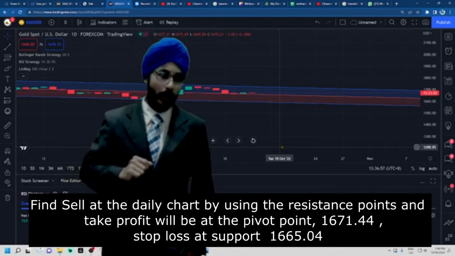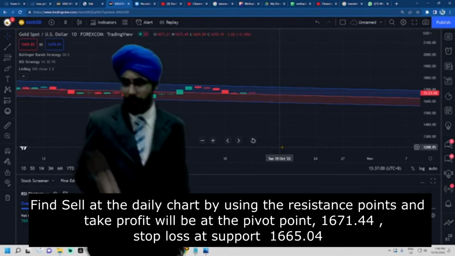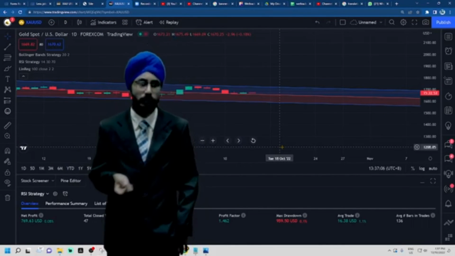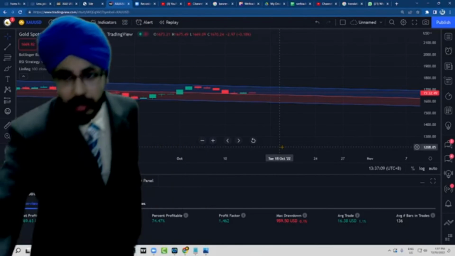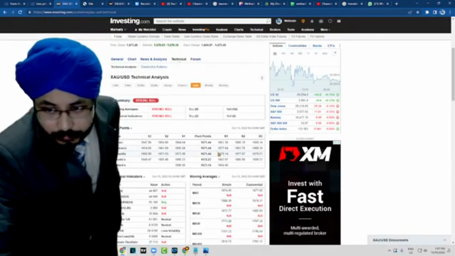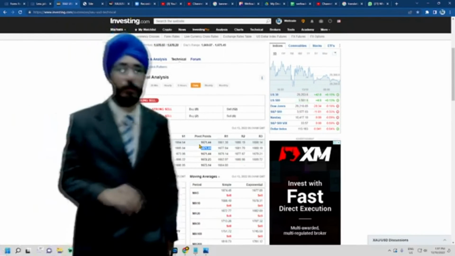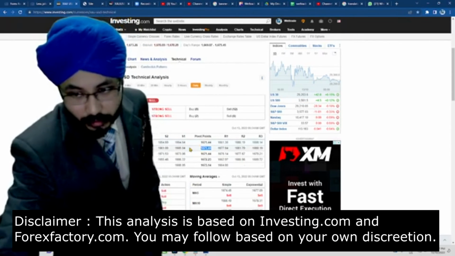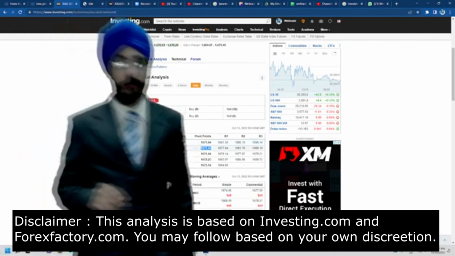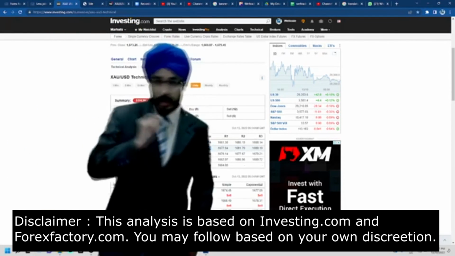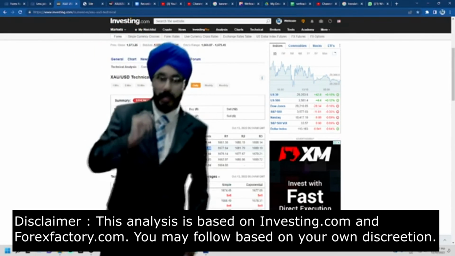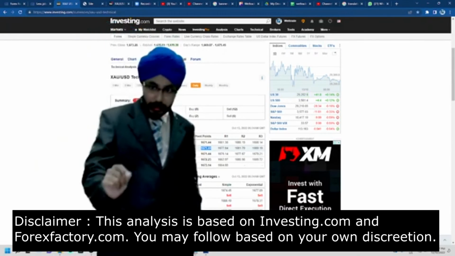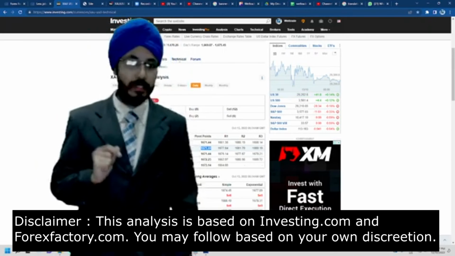If we are going into the resistance points, we have to look at the current market and where our current price is. Wait for any one of the resistance points, and place your sell there. Your take profit will be at your pivot point, which is 1671.44. If you are entering at your R1, your target can be at your support 1. The reason I use Fibonacci is that it has a very high probability of winning rate in the market, and as you use this, you will know that your winning rate is high.